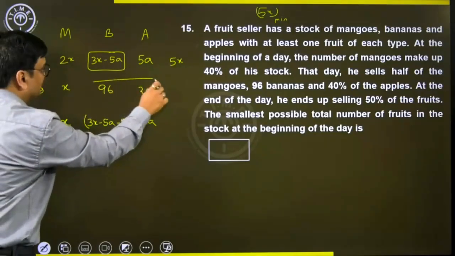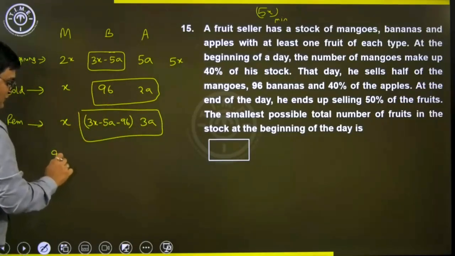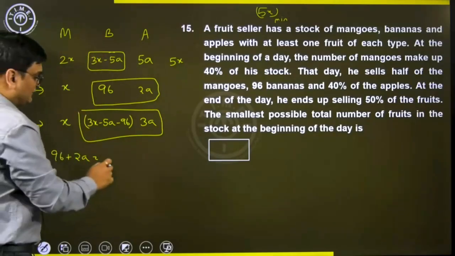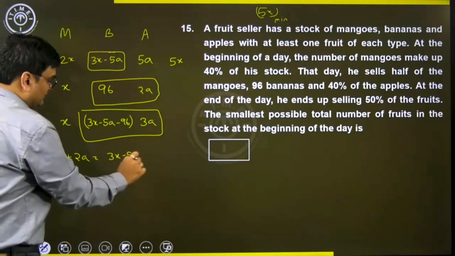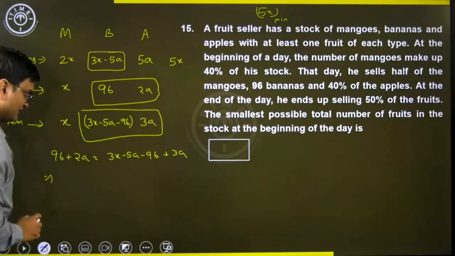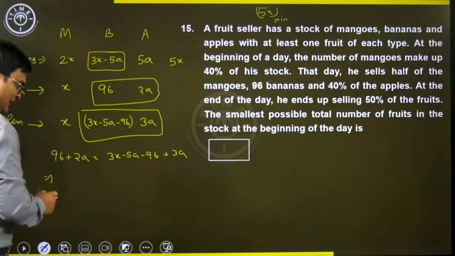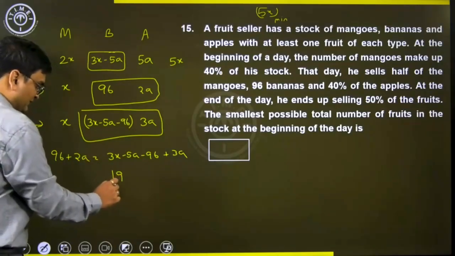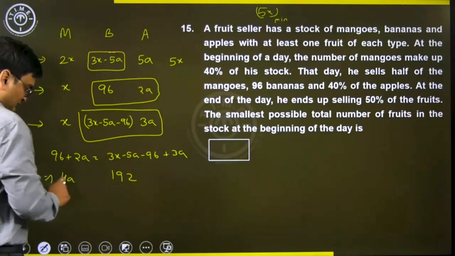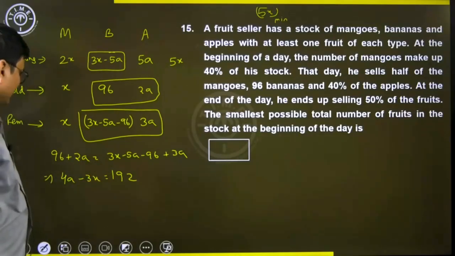So can I say this group should be equal to this group. So what is that? 96 plus 2a. The number of items sold of bananas and apples should be equal to number of items remaining, the number of fruits remaining of bananas and apples. So when you solve this, what do we get here? This is minus 2a. Minus 96 will come here, 96 plus 96, 192. It will be 4a, and this is minus 3x. So 4a minus 3x, is it correct?